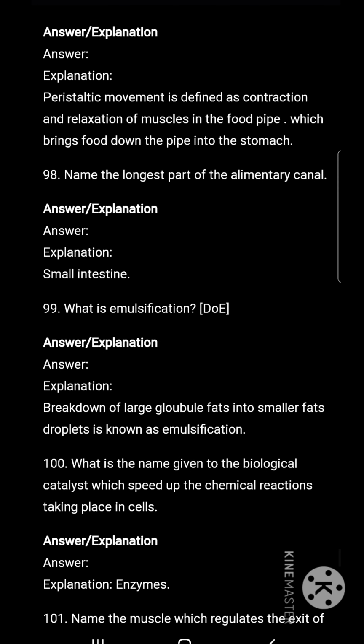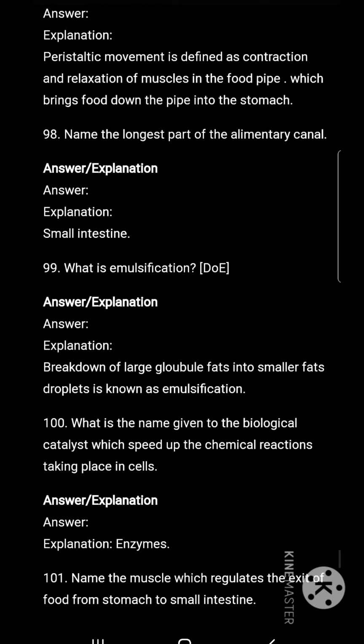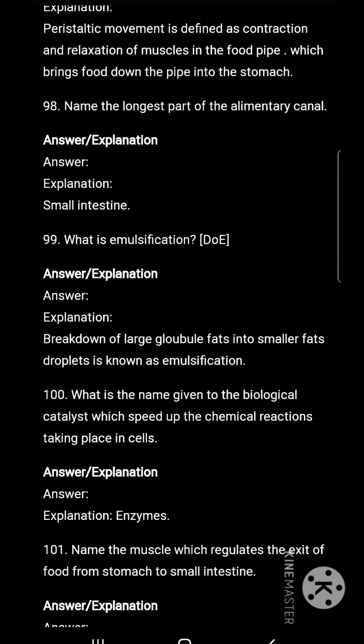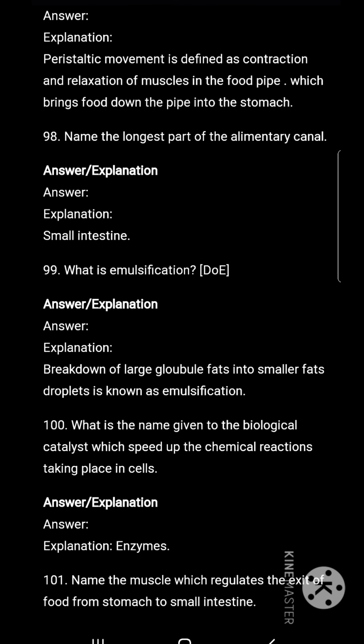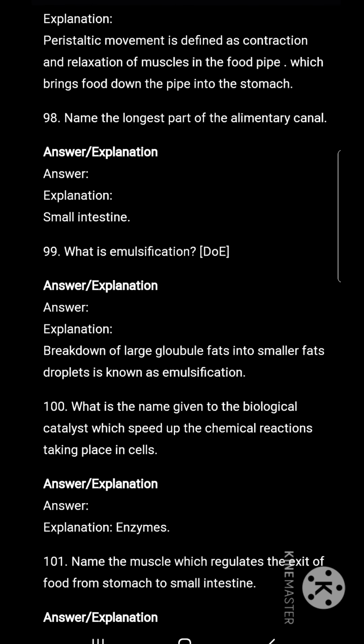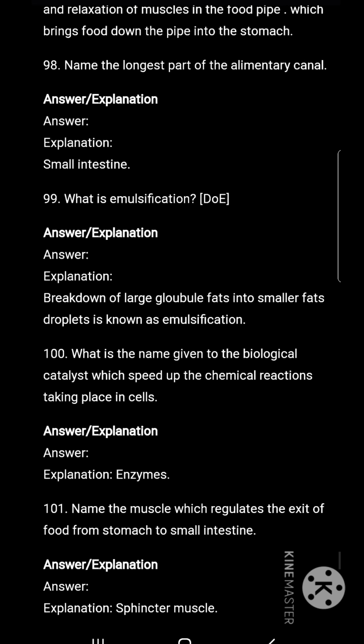Peristaltic movement is defined as the contraction and relaxation of muscles in the food pipe which brings food down the pipe into the stomach. Peristaltic movement may be defined as the rhythmic contraction and relaxation of the esophageal muscles which brings food down the pipe, that is the esophagus, into the stomach.